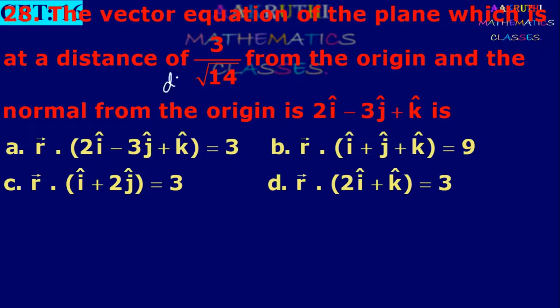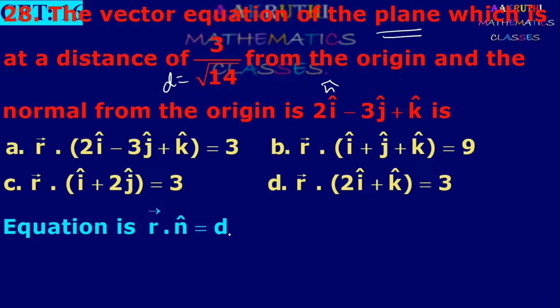So here distance is given and normal vector is also given and directly we can find the equation of the plane. The equation of the plane is r vector dot n cap equal to d. Here n cap is the unit vector, and the normal vector is n vector. We have to find n cap. So directly we can use the formula r vector dot n cap equal to d.